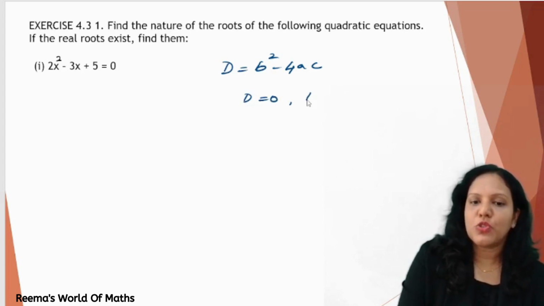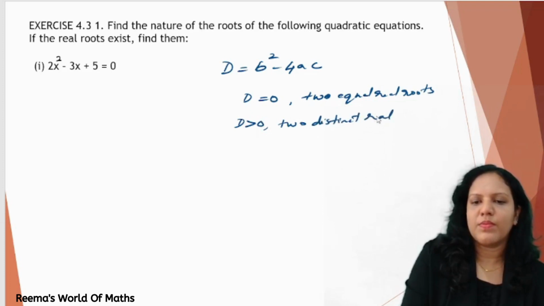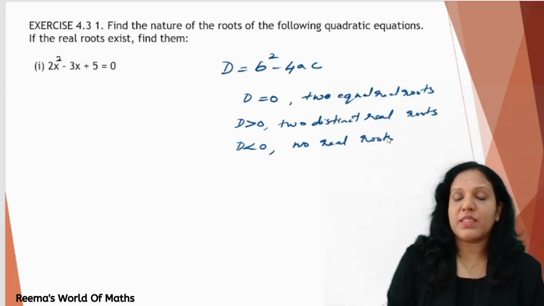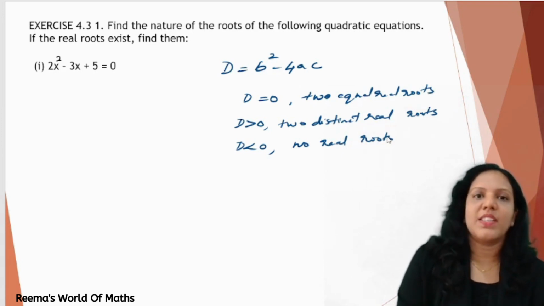It will have two equal real roots. If D is greater than 0, it will have two distinct real roots. If D is less than 0, there are no real roots. So these are the three conditions of the nature of roots according to the value of the discriminant. Now let's find the discriminant for this equation.